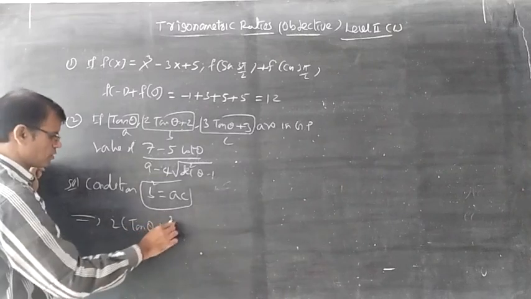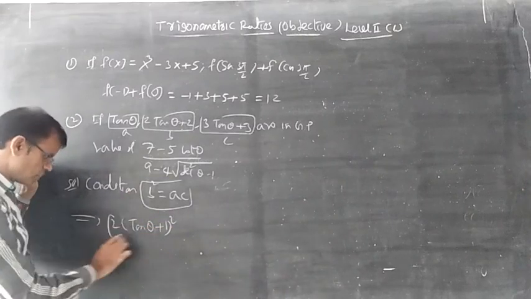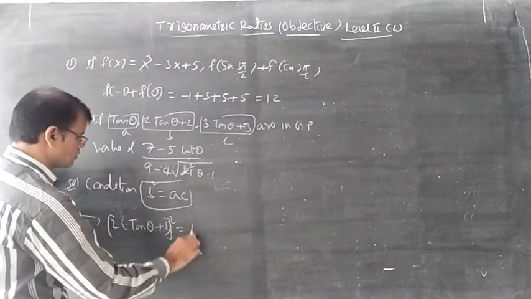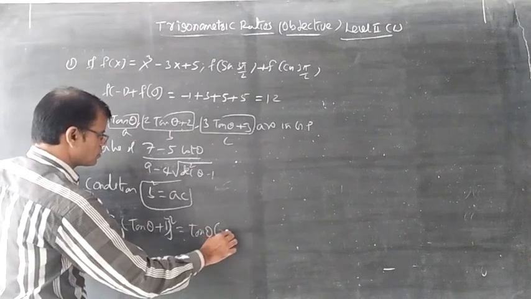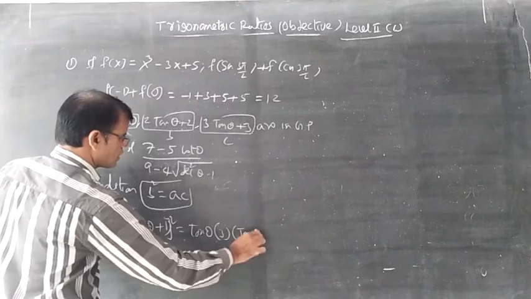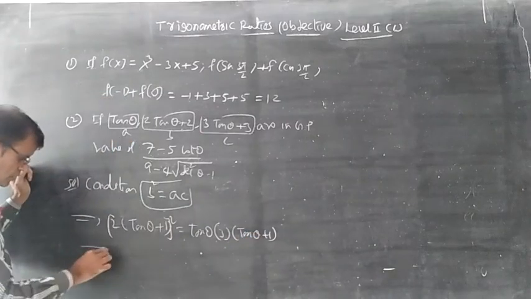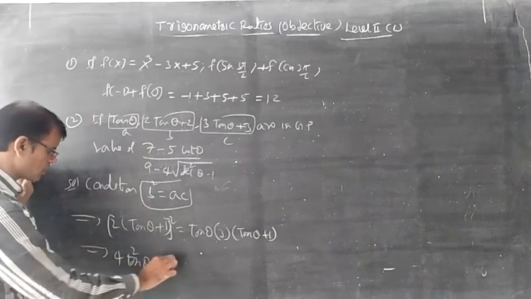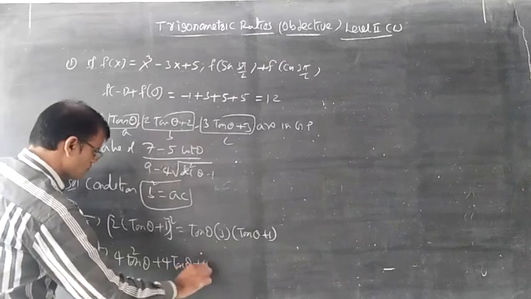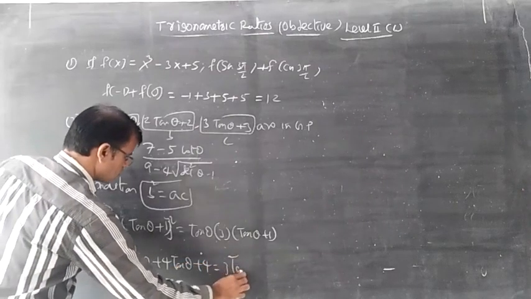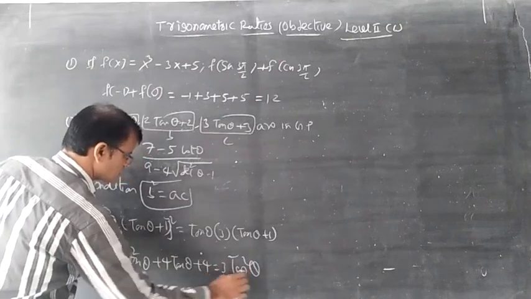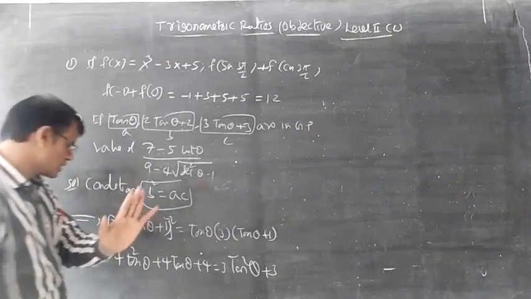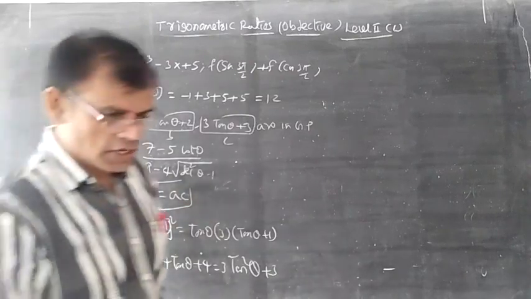You can take common 2 and write 2 into tan theta plus 1 whole square. Of course, 2 tan theta plus 2 whole square is equal to AC. So tan theta into 3 taken common, you can write this also as tan theta plus 1. That implies 4 tan square theta plus 4 tan theta plus 4 is equal to 3 tan square theta plus 3. Better to take tan theta common only, then 3 into tan theta plus 1.